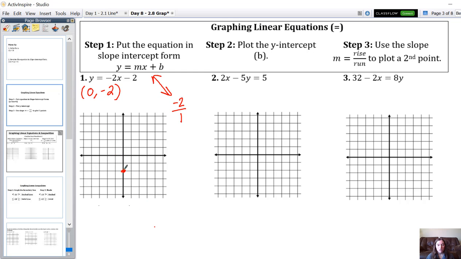So let's go ahead and do that. We're going to go up 2 and to the left 1. We can also go down 2 and to the right 1. And I'm going to go ahead and plot one more point, up 2 and to the left 1. And that gives me a pretty good idea of where this graph goes.